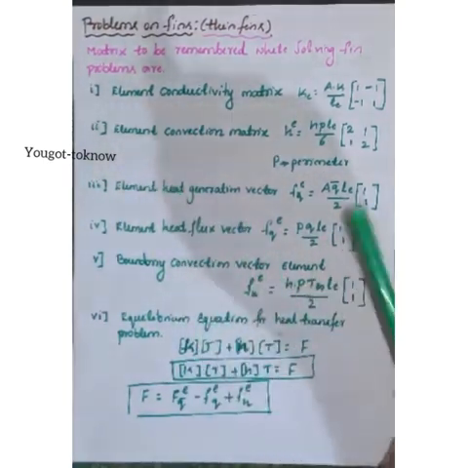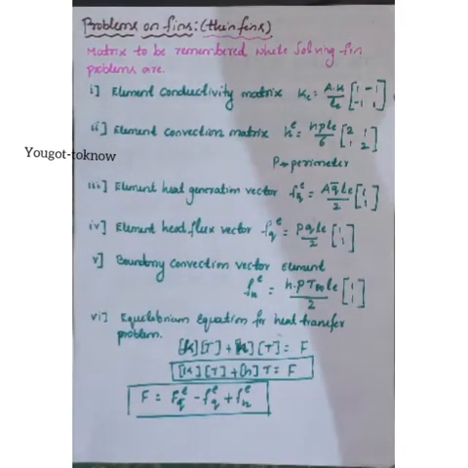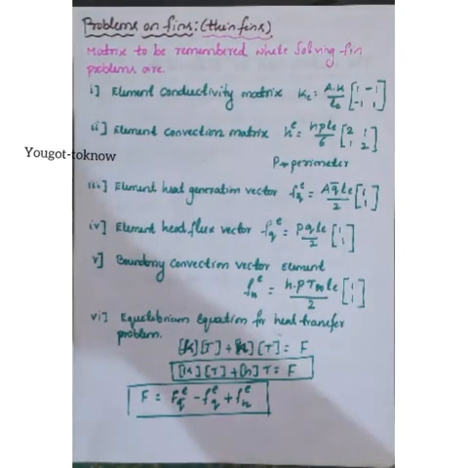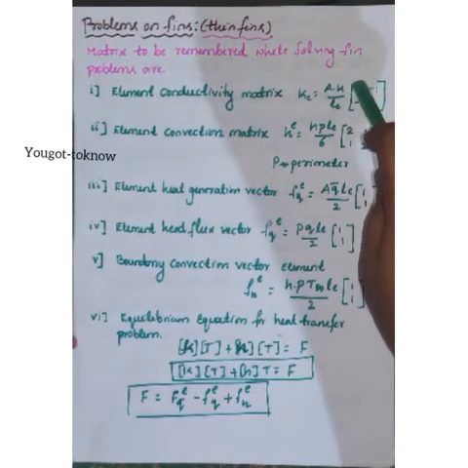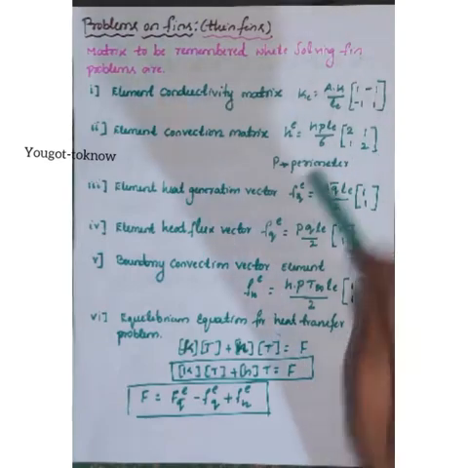See, what are the things you want to remember? The matrices to be remembered while solving your fin problem. One is your thermal conductivity matrix. That is the same as what you used for your composite wall: A into K divided by L, times [1 -1; -1 1]. A is the area of the material, the area of the fin. K is the thermal conductivity, and L is the length of the element.